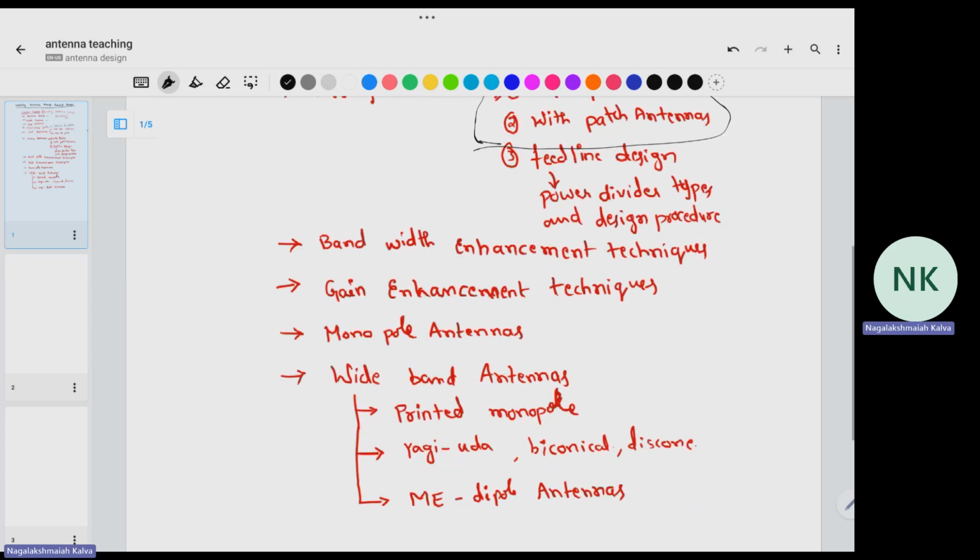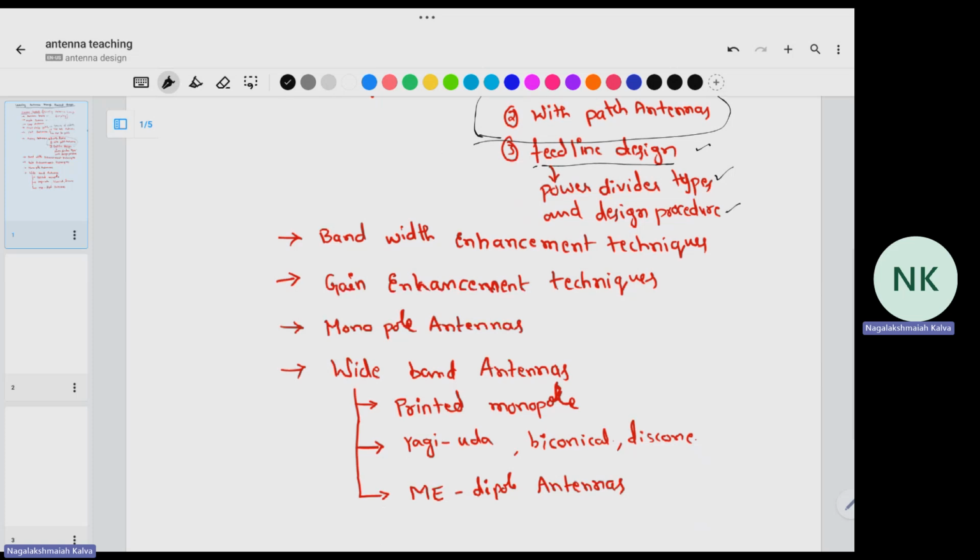Then later, we'll discuss how to design feed for the antenna array, in case of series fed array, or in case of corporate feed. All these things we'll discuss here. While designing feed, how to design power divider, and what is the design procedure, in which way it will be good, or in which way we have to proceed. All these things will be discussed here.